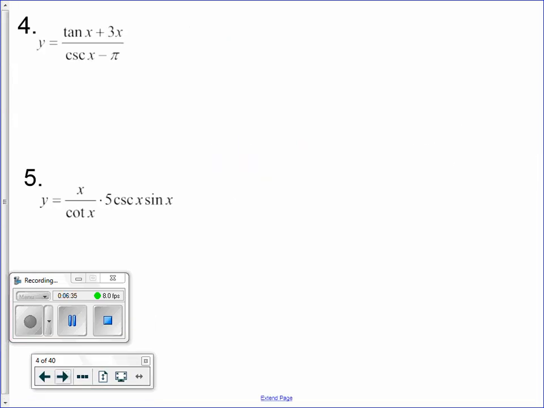Okay. The next one, don't just start taking the derivative of the numerator and the denominator separately. It's a quotient, so you're going to need to use the quotient rule. So we're going to do low d high. Low is the denominator when we say that. D high is the derivative of the numerator.